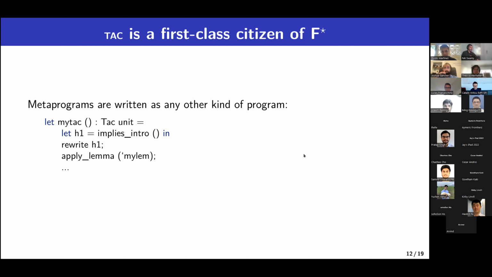So for a few simple examples of meta programs, you just write them in direct syntax. They look just like F-star programs, just that they have some particular effect. For instance, this meta program here, if you don't understand it, I'm going to show examples live in a while. It's really saying: the goal is an implication, then introduce the implication, we get a hypothesis for that, rewrite it, and then apply some lemma called mylem to the goal. And you just write them like this in applicative style.